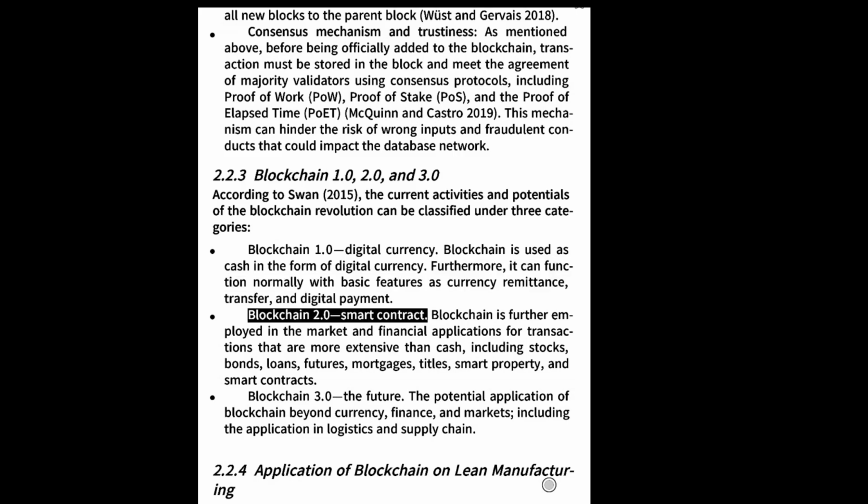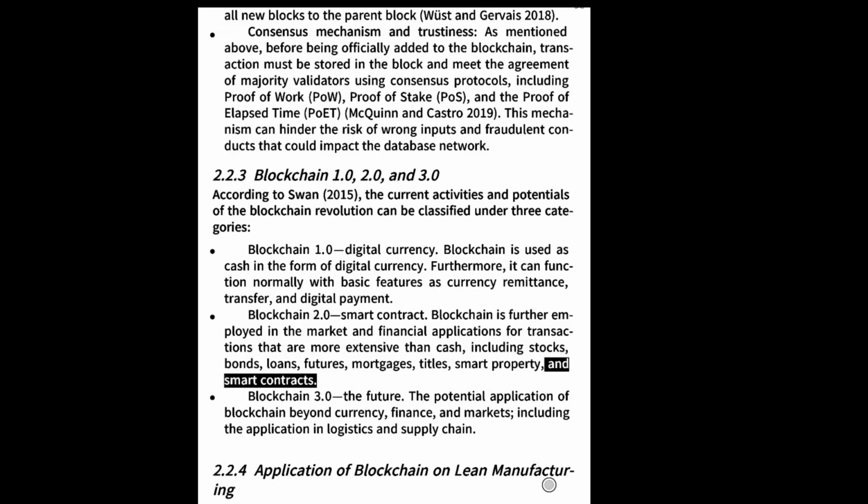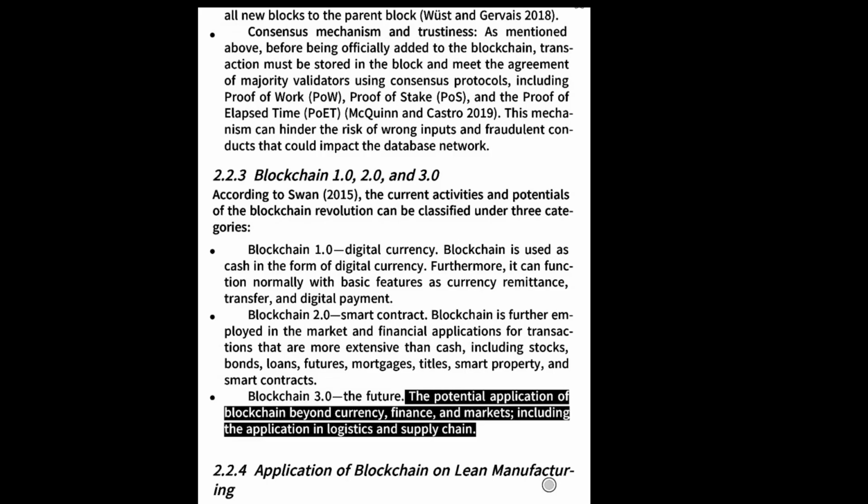Blockchain 2.0, Smart Contract. Blockchain is further employed in the market and financial applications for transactions that are more extensive than cash, including stocks, bonds, loans, futures, mortgages, titles, smart property, and smart contracts. Blockchain 3.0, The Future. The potential application of blockchain beyond currency, finance, and markets, including the application in logistics and supply chain.